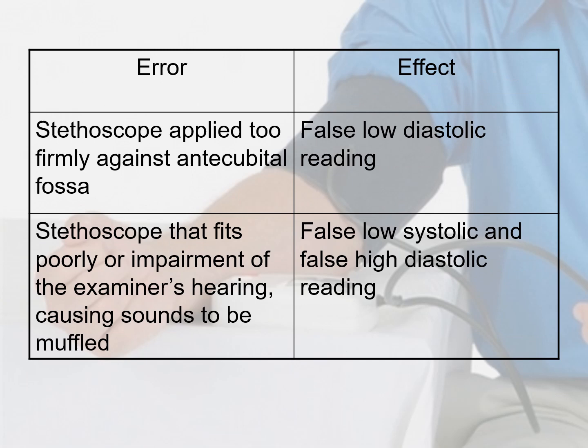The other errors: when the stethoscope is applied too firmly against the antecubital fossa, it causes false low diastolic reading. And when the stethoscope fits poorly or there is impairment of the examiner's hearing causing sounds to be muffled, it causes false low systolic and false high diastolic reading.